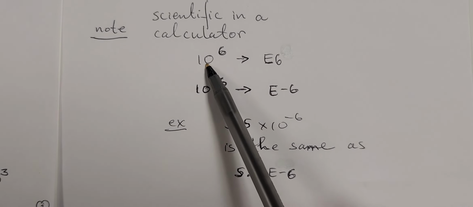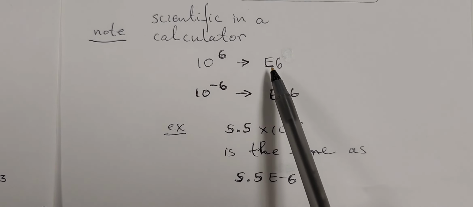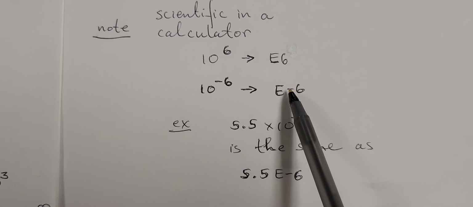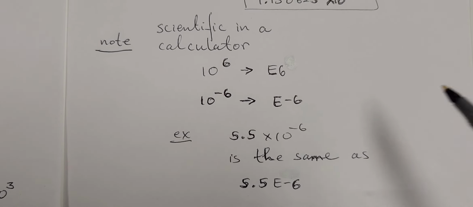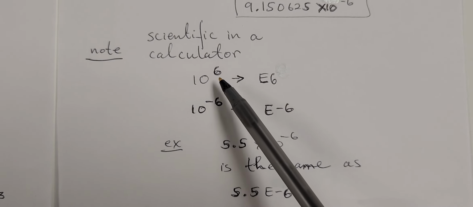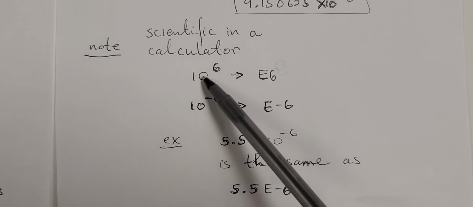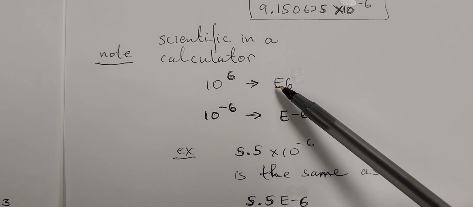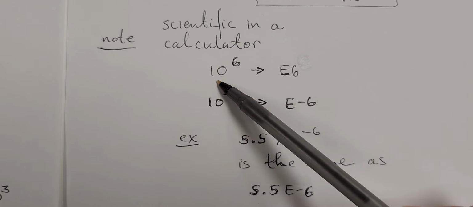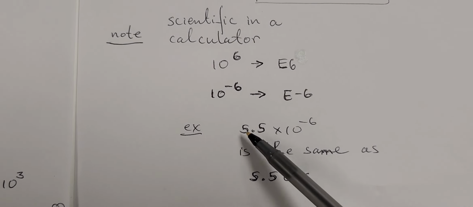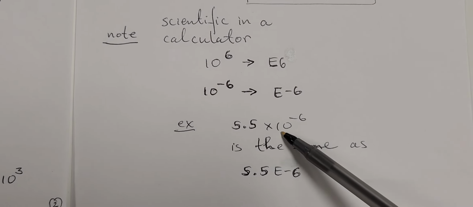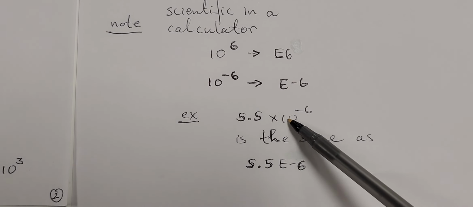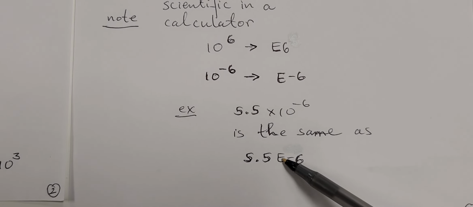Okay, so if I have 10 to the positive 6, your calculator might say E6. If I have -6, then it will say E-6. Okay, so one more time. If we handwrite it, then it will be 10 to the -6. But in your calculator, it will use the letter E. So E is the same as 10. Okay, so here's an example. 5.5 times 10 to the -6. Now, if you don't want to use this 10, you can change it to the letter E.